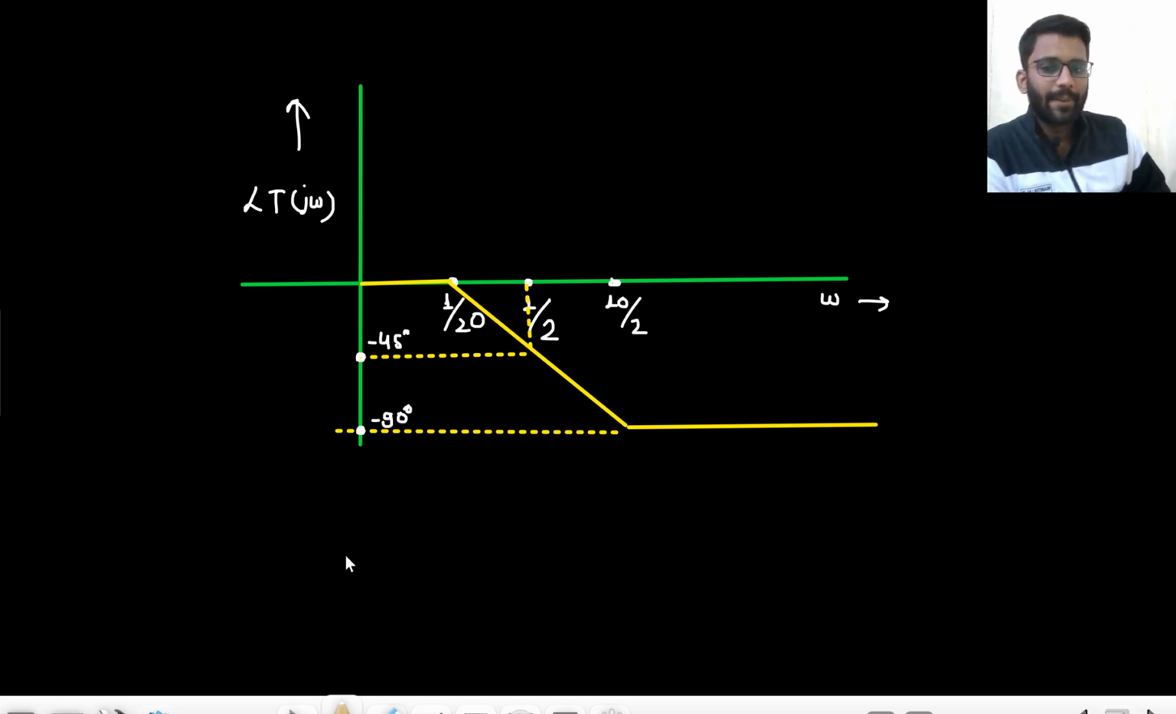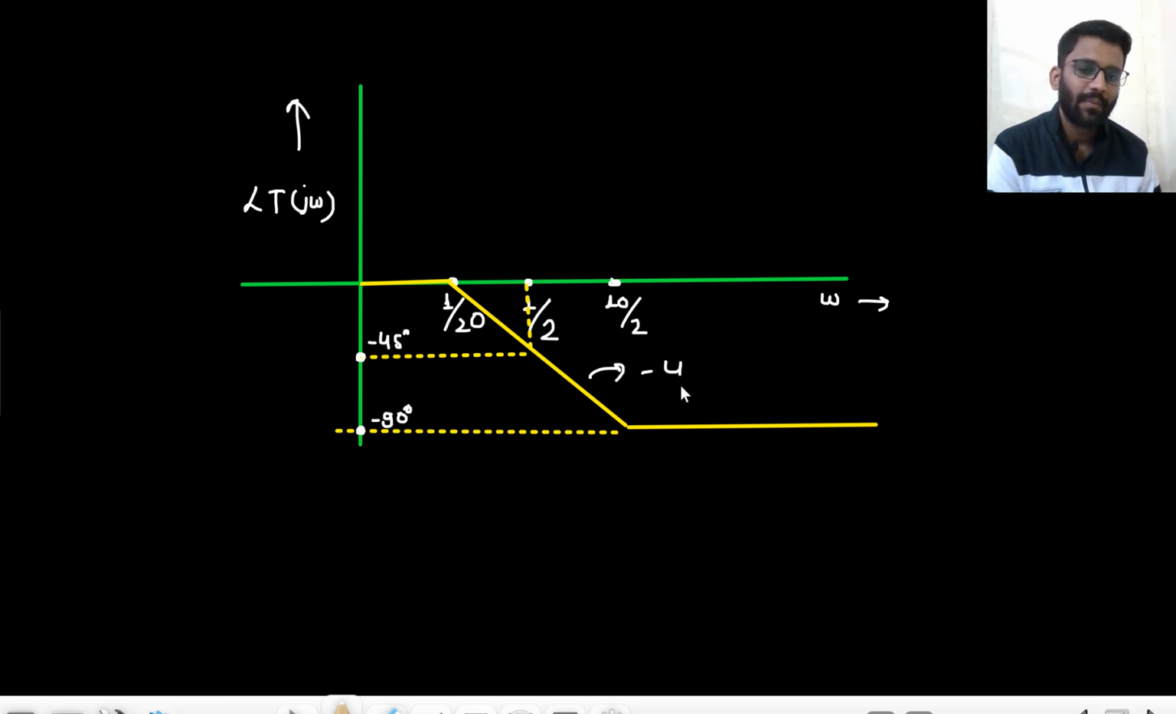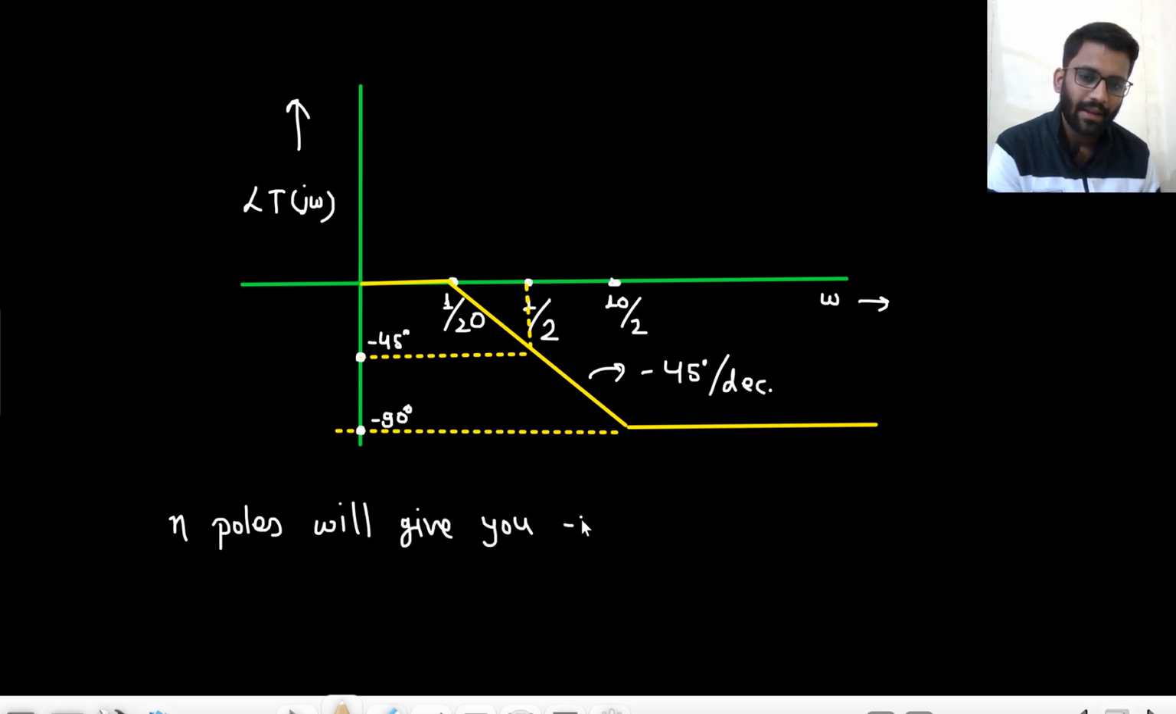Well and good. So what is this slope? If you are going 10 times, you are losing 45 degree. That means the slope is minus 45 degree per decade. So n poles will give you minus 45 n degree per decade slope.